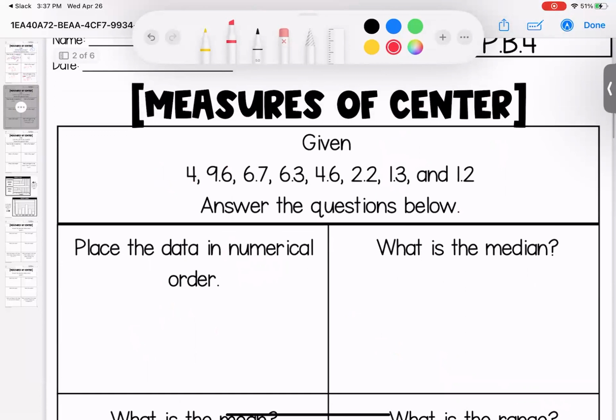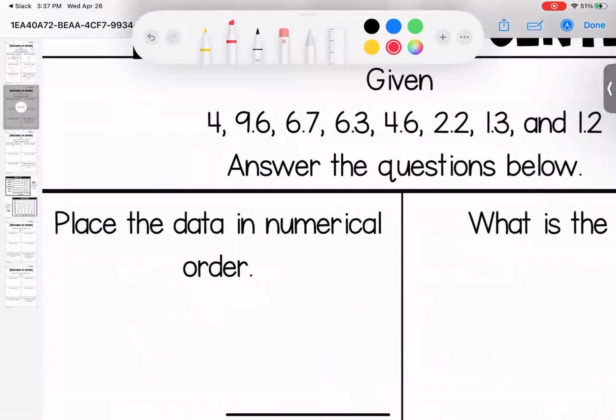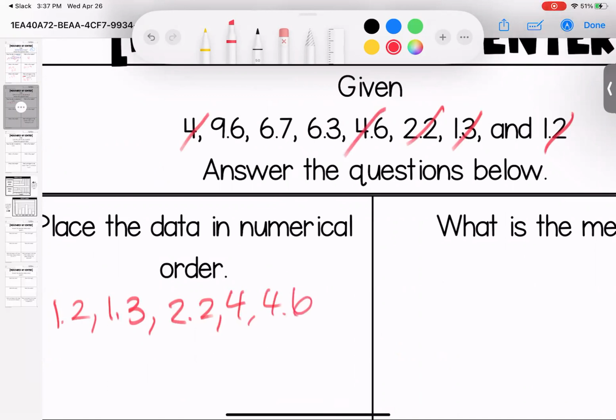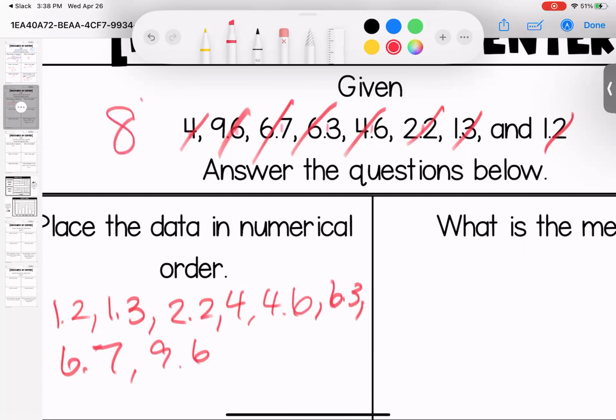All right, next measure of center, starting with numerical order. I have 1.2. I have 1.3. I have 2.2. I have 4, 4.6, 6.3, 6.7, and 9.6. Count your numbers, 1, 2, 3, 4, 5, 6, 7, 8 numbers in total.